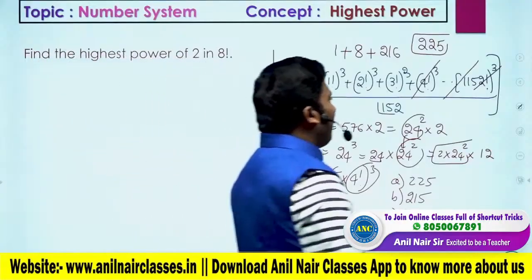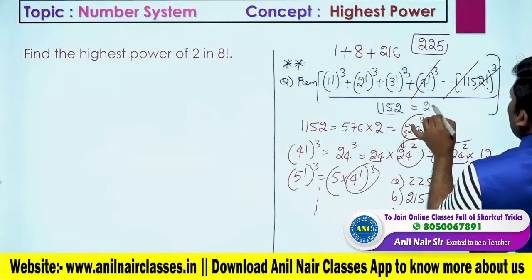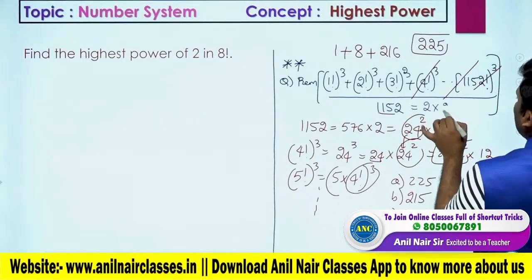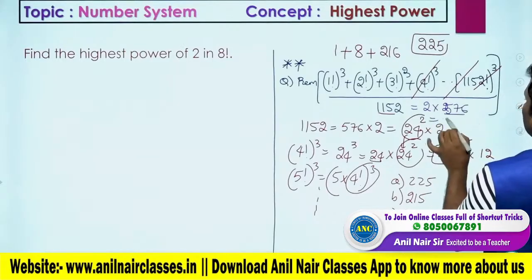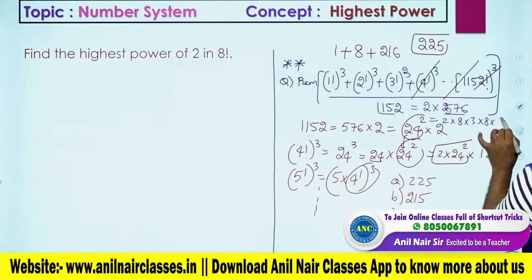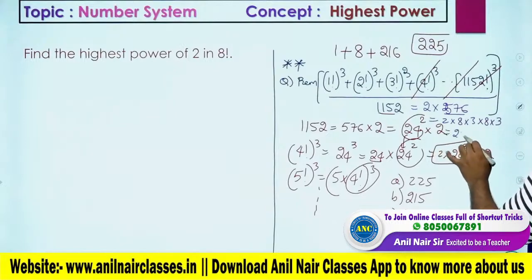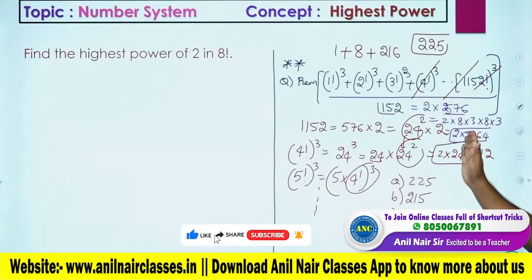1152, it is 2 into 576. 576 is 24 square, 8 into 3, 8 into 3. Yes or no? So it is 2 into 9 into 64. These numbers should be divisible by 2 into 9 into 64.